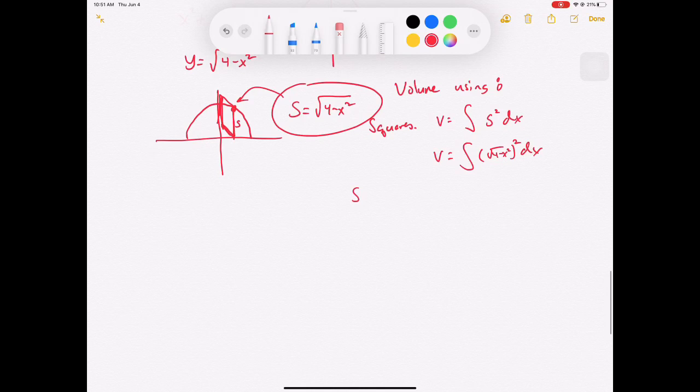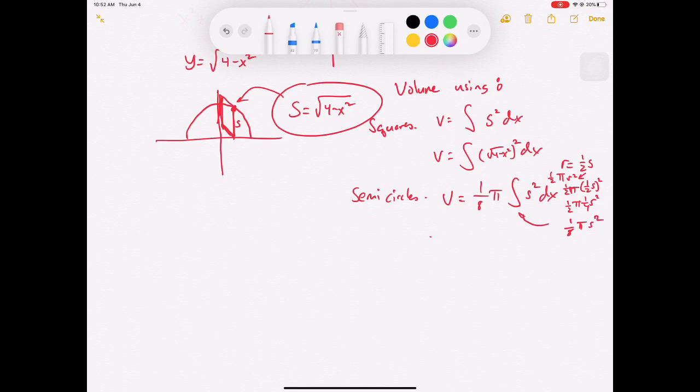To deal with semicircles, the volume is 1/8 pi integral of s squared dx. How did we come up with that? We said that the r value was half the s value. And when we say pi r squared, this is going to be squared. So it's going to be pi times 1/2 s squared, becoming 1/4 s squared. And do we really want a full circle? Nope, we want half a circle. We end up with 1 over 8 pi s squared. And that's our base here. So this problem would be volume is 1 over 8 pi integral of square root of 4 minus x squared, which is our function value, our y value.